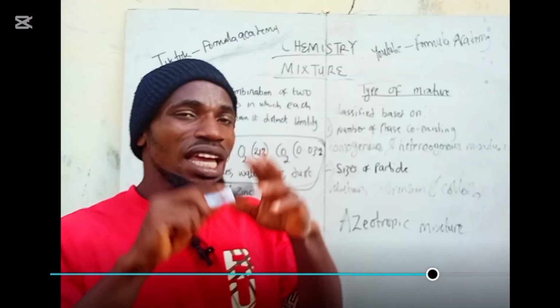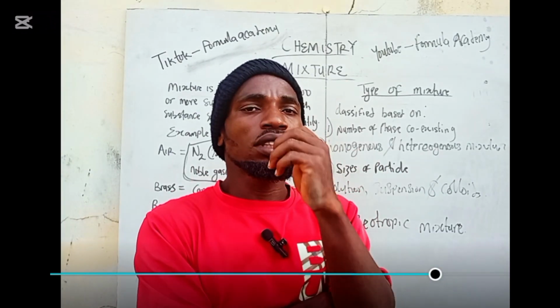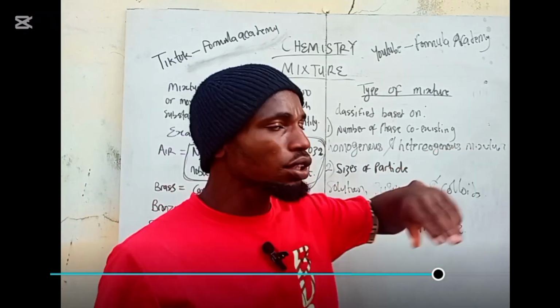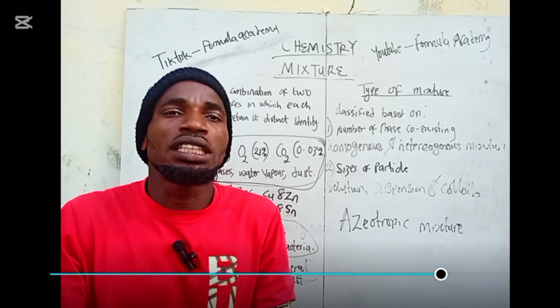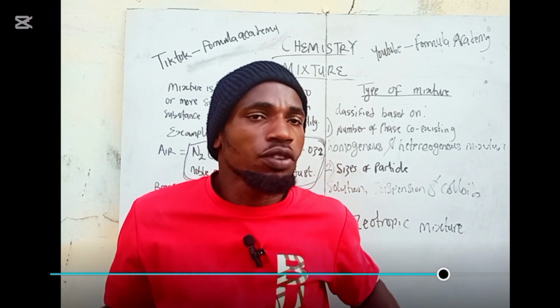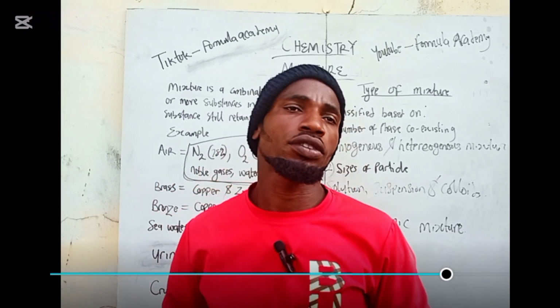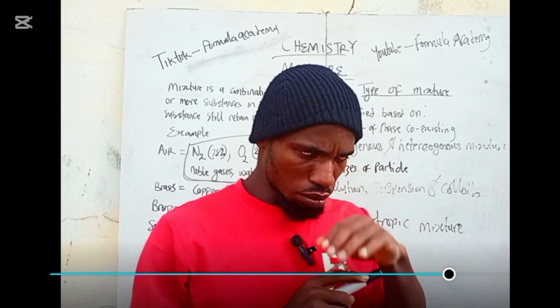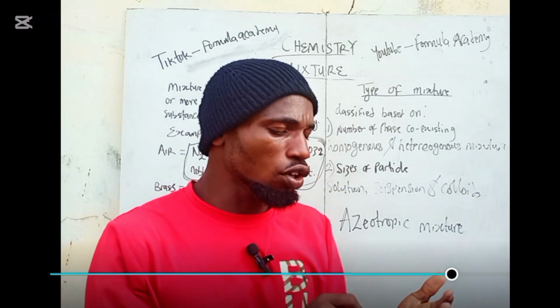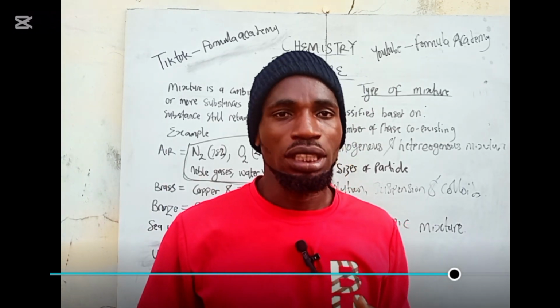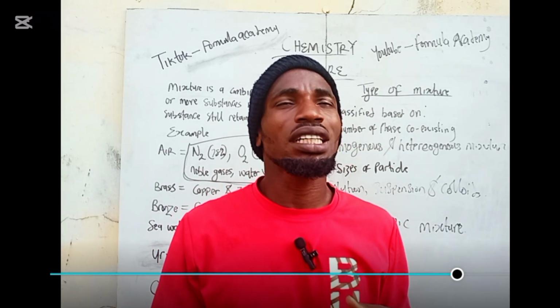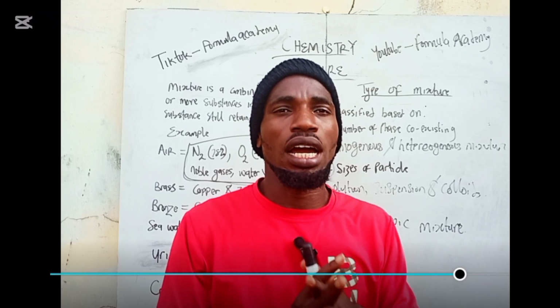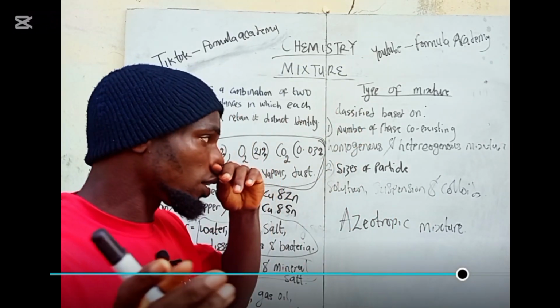Then move on to heterogeneous mixtures. So what is a heterogeneous mixture? A heterogeneous mixture is a mixture in which the composition is not uniform, and a good example of such a mixture is the mixture of oil and water. This is usually why oil and water cannot mix together, because they are a heterogeneous mixture.